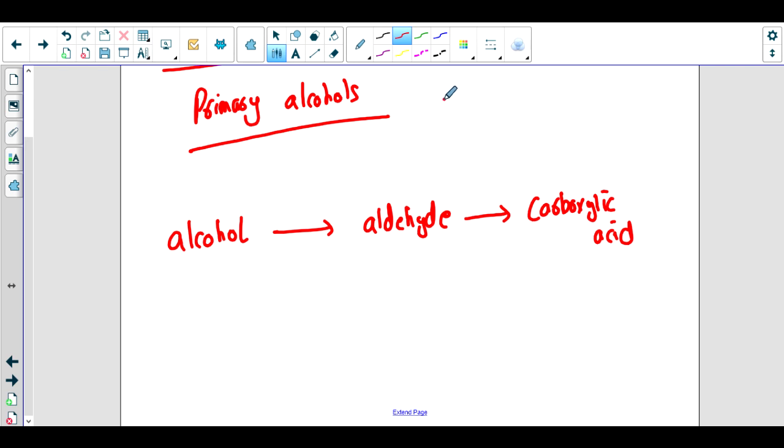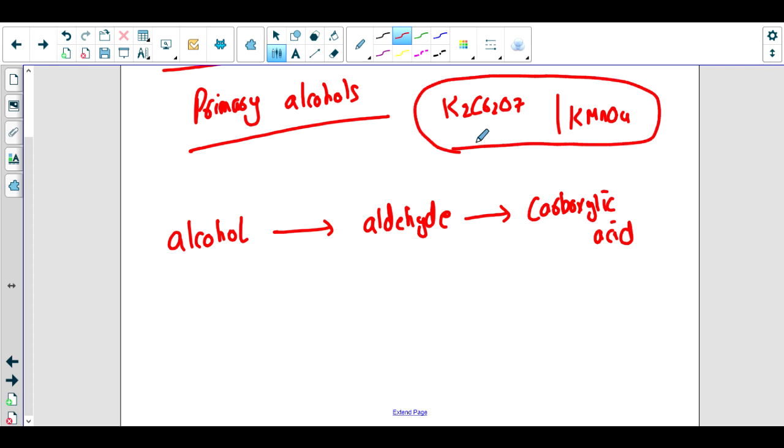What are the agents? Better to say oxidizing agents. Two famous ones: potassium dichromate, K2Cr2O7, or you can also use potassium permanganate, KMnO4. These are the oxidizing agents which are used. One of them is fine, you just memorize them. So for example, you have ethanol, you do the oxidation, it will become ethanal, because the respective aldehyde is ethanal and the respective carboxylic acid will be ethanoic acid.